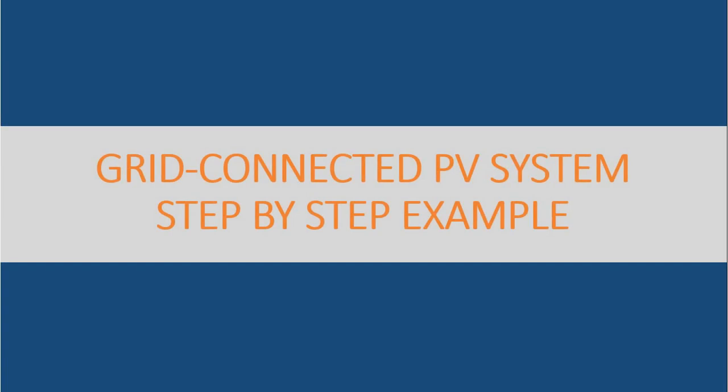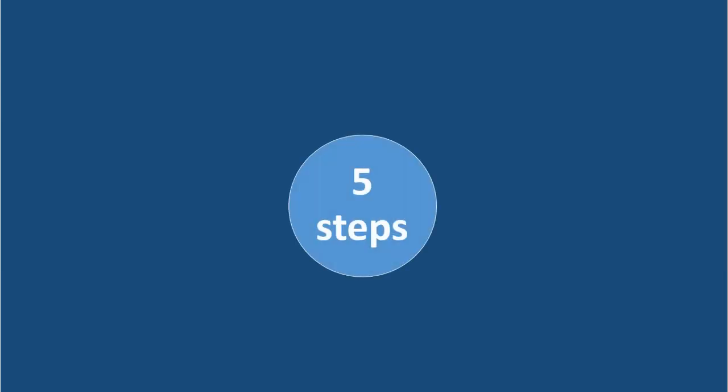This part will summarize all the manual calculation we took before. We will design a grid-connected PV system using simple equations just to understand the concept of the system design. So I divided it into 5 steps.